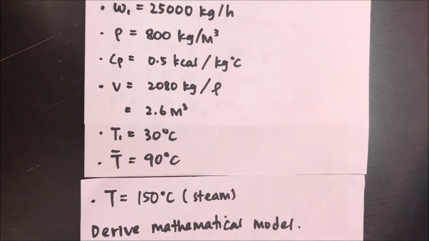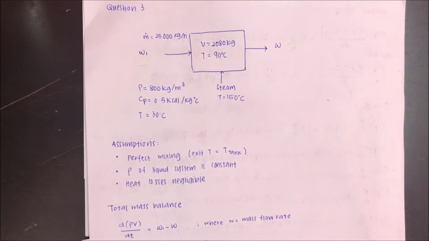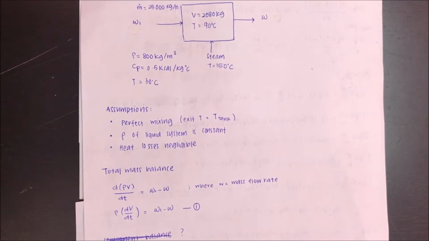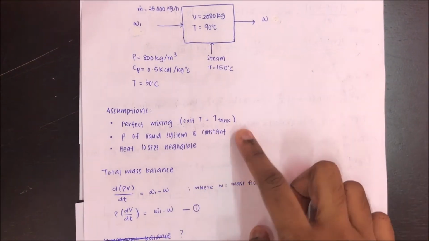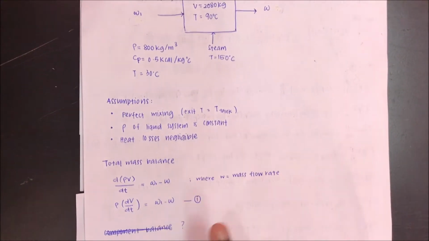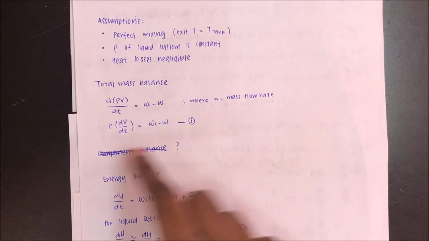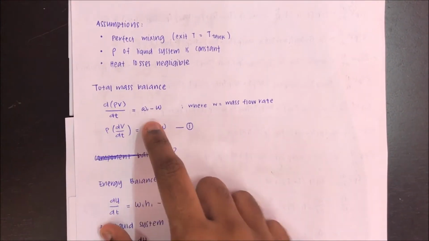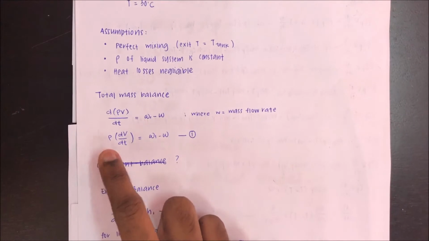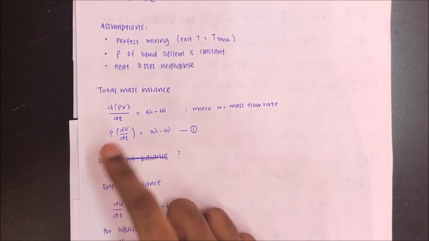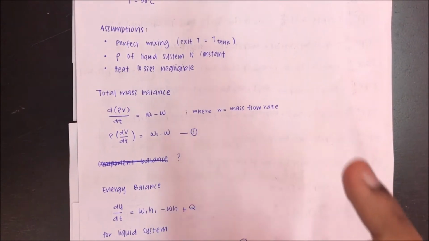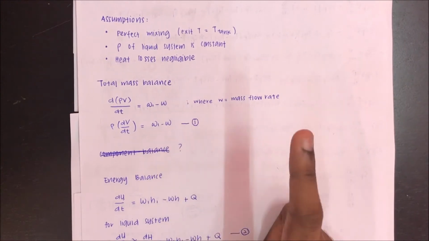So moving on to derivation, we have a few assumptions. We have perfect mixing, which means the exit temperature is equal to the temperature of the tank, the density of the liquid system is constant, and last but not least, heat losses are negligible. Moving on to the total mass balance, we have d rho V over dt equals Wi minus W, where W is the mass flow rate. Since density is constant, we bring density out and we get dV over dt equals Wi minus W, which becomes the first equation. There's no component, so we are neglecting the component balance.